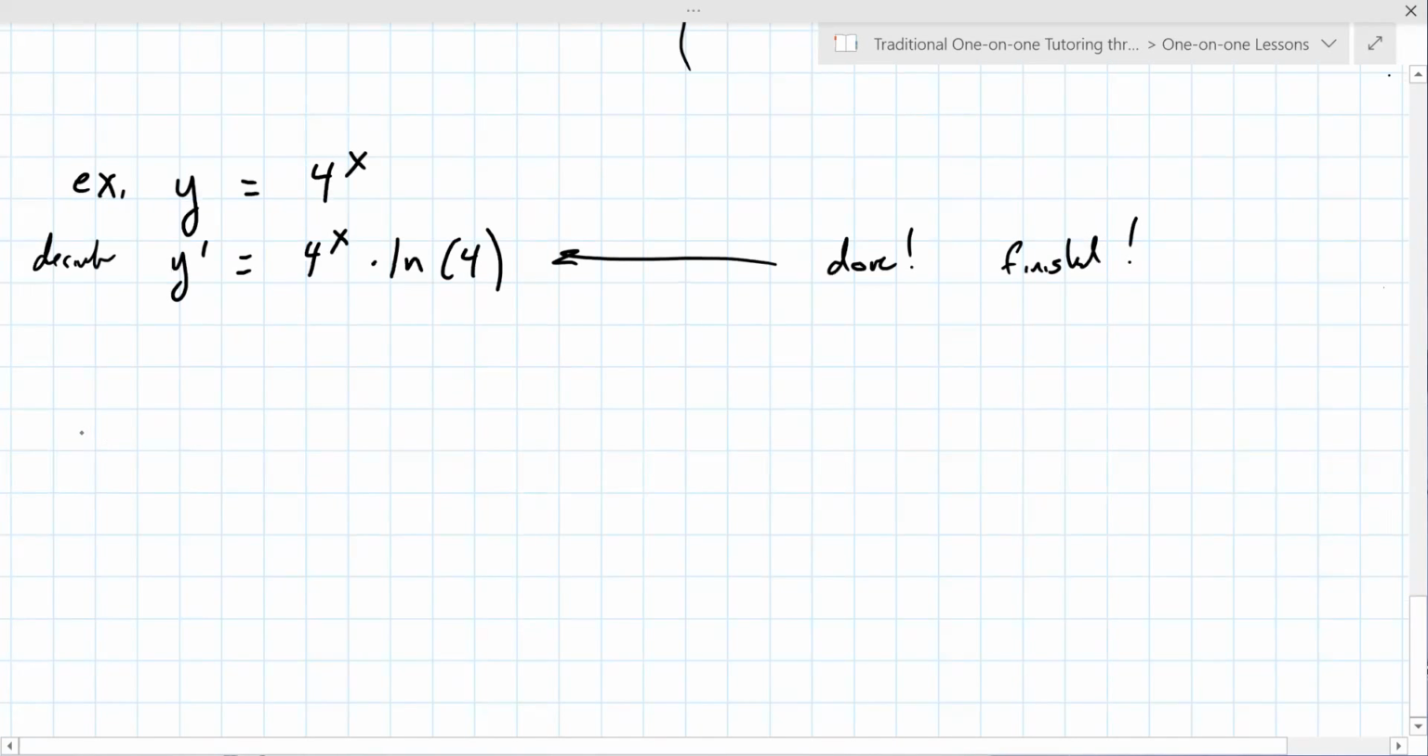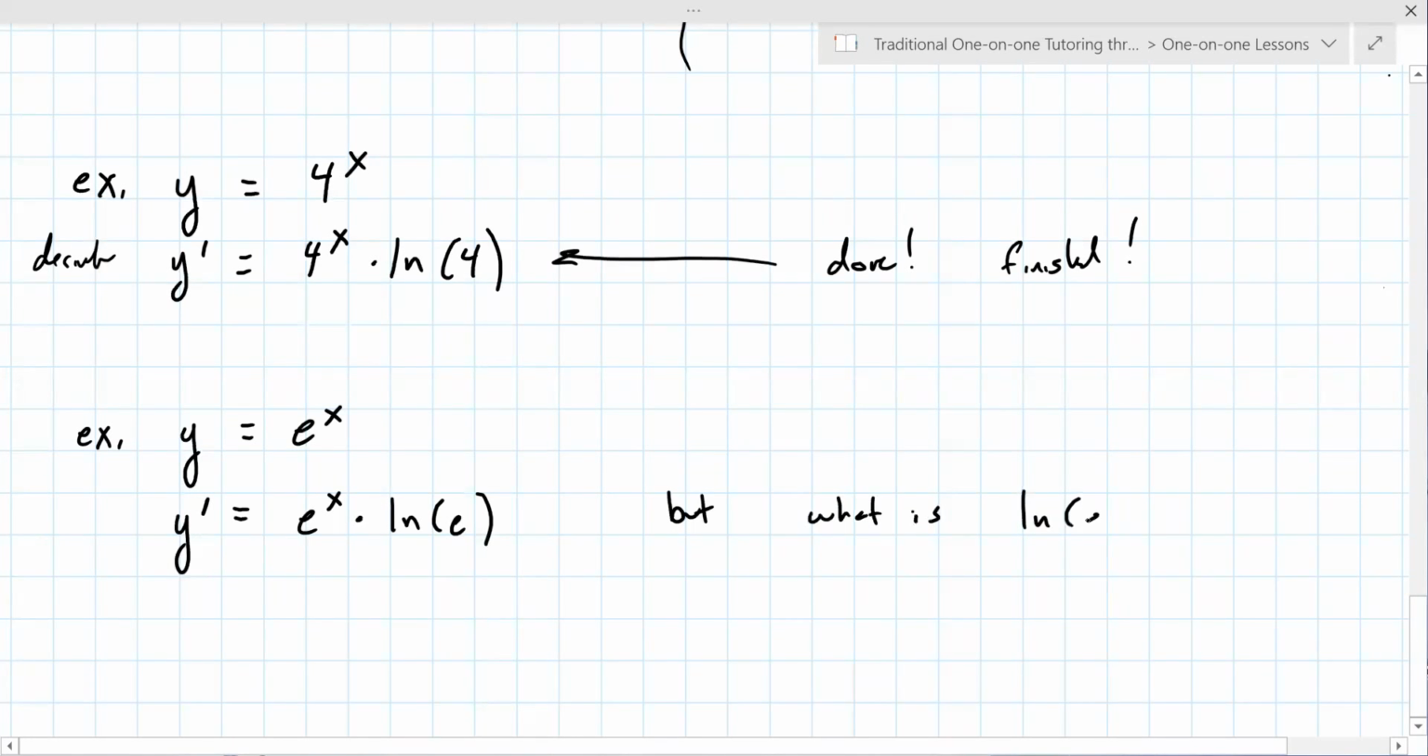Let's look at another example here. y equals e to the x. So the derivative is itself times the natural log of e. But what is the natural log of e? It's 1. So see how this is equal to 1. This is a rule of exponentials. This is from pre-calculus or college algebra.